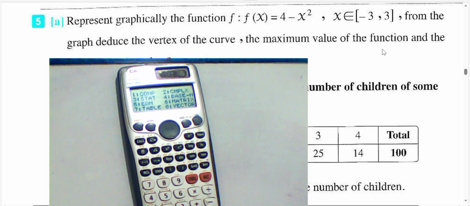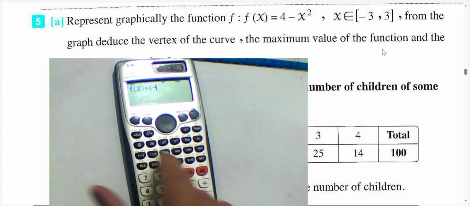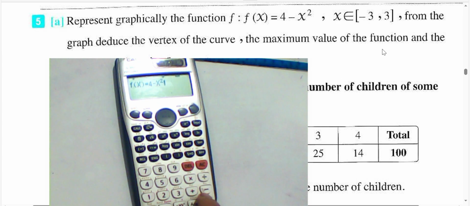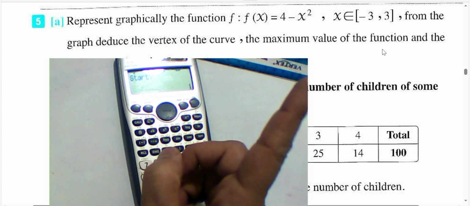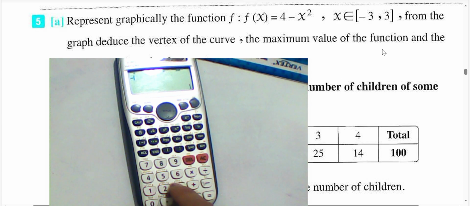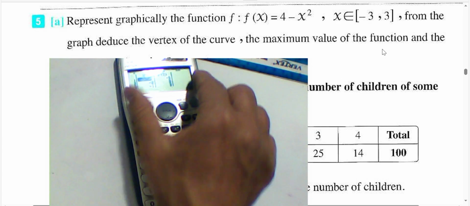Open, choose table number 7, and then write the function 4 minus x squared. For x, press the alpha button and then the brackets button, and then power 2. Then press equal. It asks me where to start from. Start from -3, right here in the interval, equal, and then the end is 3, write 3 also, and then equal. Then equal again to give the table.